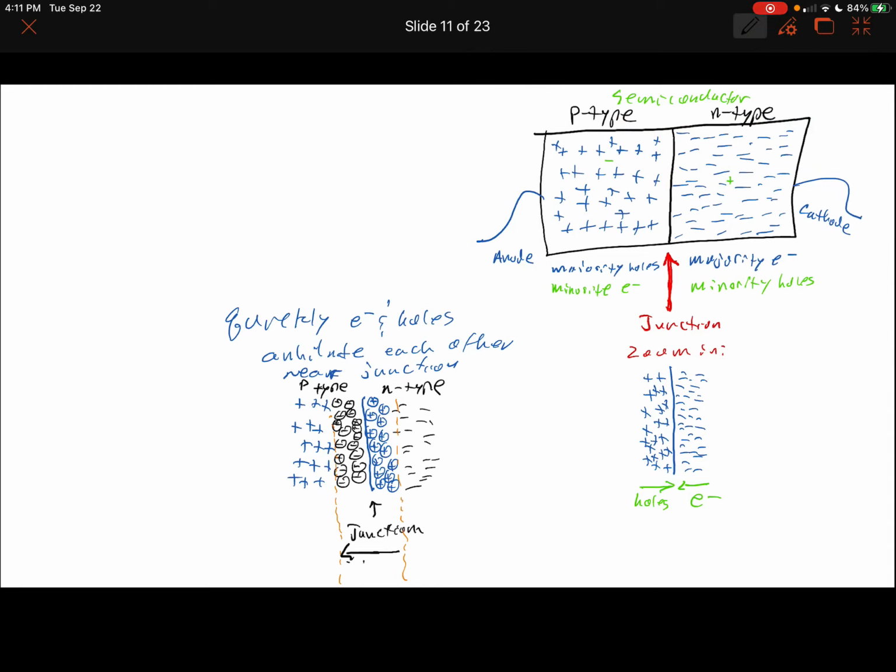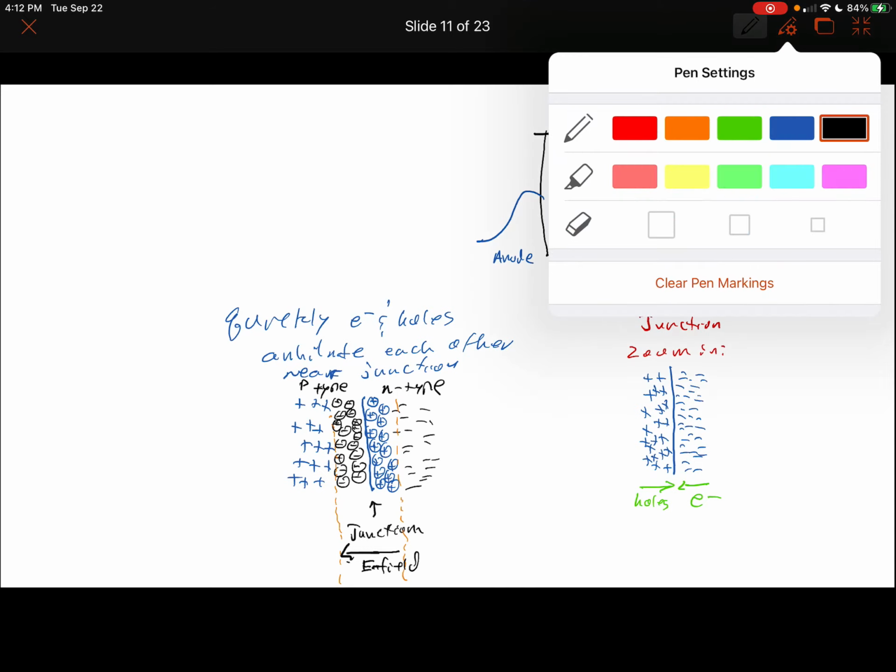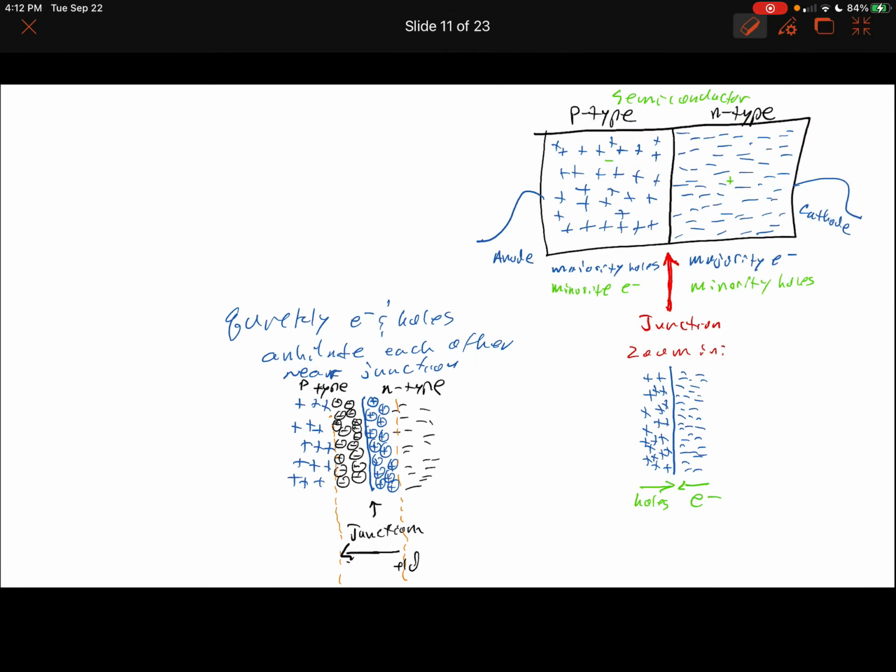We'll have a field built up from positive to negative charge across this small little region. We call that small little region the depletion region because the free carriers have been depleted.